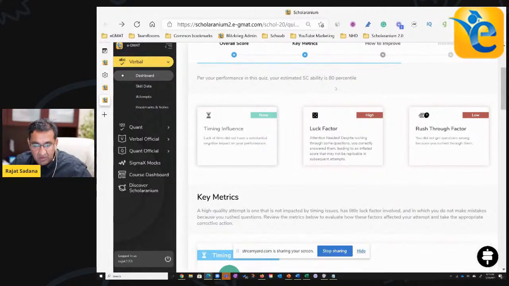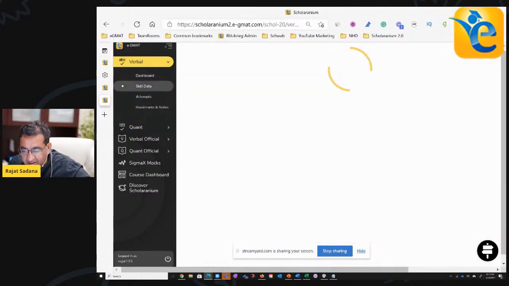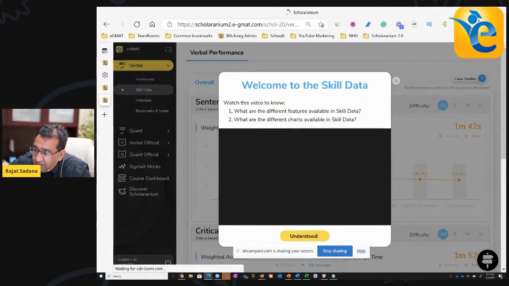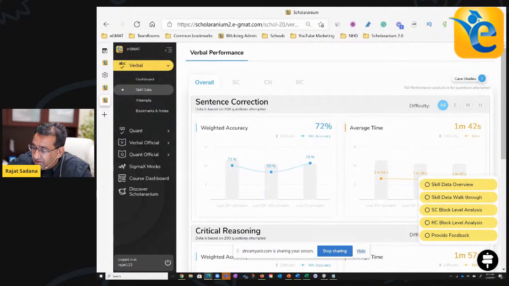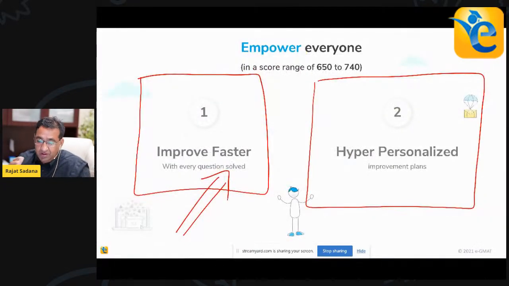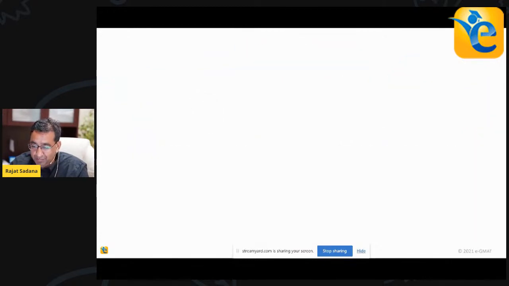For example, if I go into skill data over here, let me just hide this and hide this. You can see the SC block level analysis, RC block level analysis, those case studies exist for you. You can look at them, and if you have questions, write to us. Each one of you now has this power to improve. It's on you to act upon it, take help, and improve.